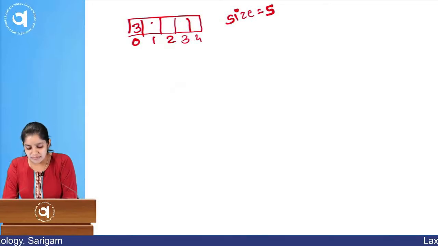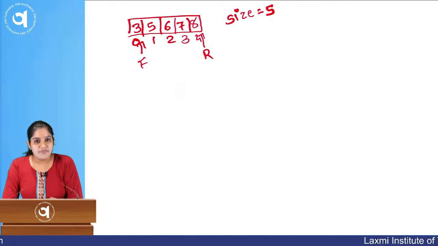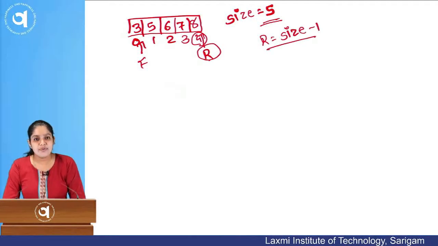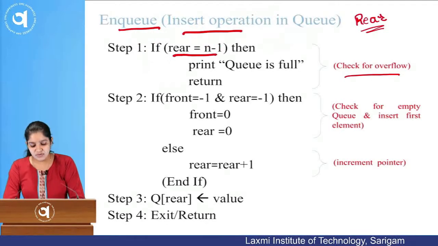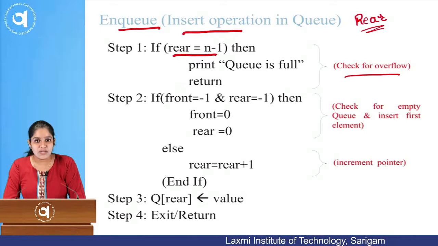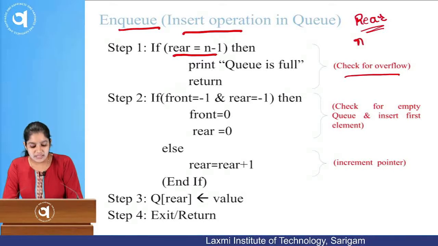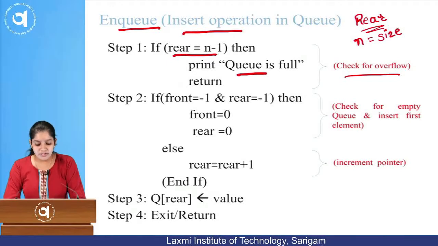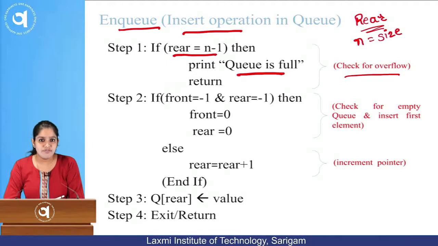That means suppose I am having all the elements filled up, right. So, my front is pointing over here and my rear is pointing over here, right. So, what you can see is the relation between the rear and size: I am having size 5, so rear should point to size minus 1, right. So, if my rear is equal to size minus 1, that is the situation we have, that rear is equal to n minus 1. Here what is n? N is the size of your queue, right. Then simply print queue is full and then you can return from here, right.